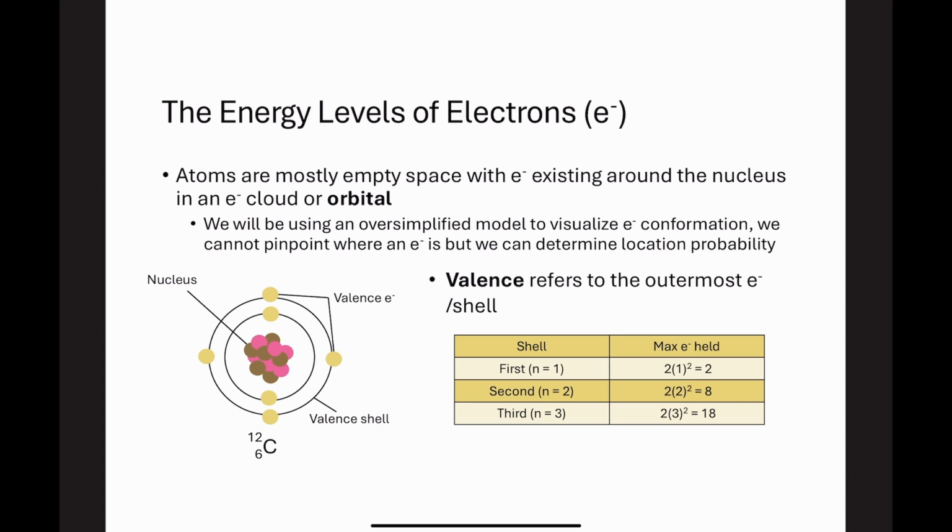And when we subtract our atomic number from our mass number, which is 12, we get 6.